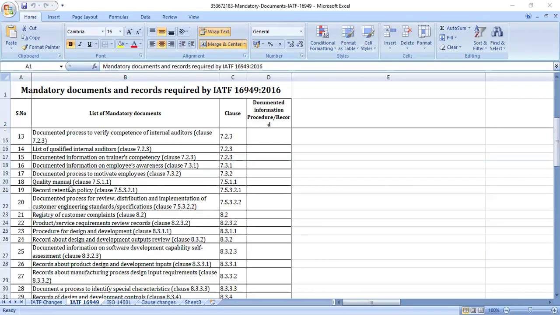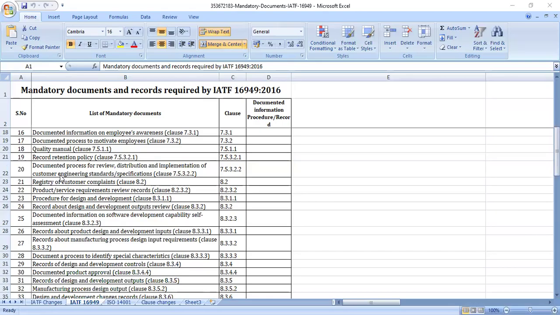18, quality manual, clause 7.5.1.1. 19th, record retention policy, clause 7.5.3.2.1. 20, documented process for review, distribution, and implementation of customer engineering standards/specifications, clause 7.5.3.2.2.